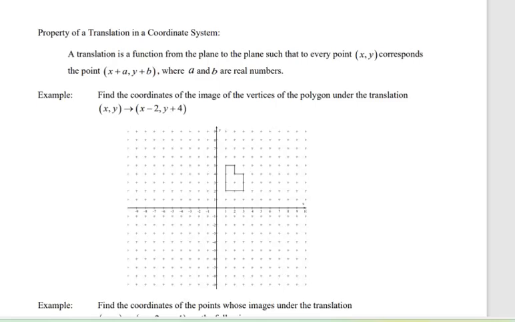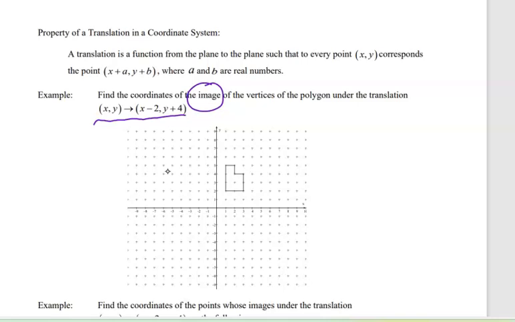A positive a value is going to indicate going to the right, to the positive x direction, and a positive b value would indicate that you're moving upward on the y-axis. So on this particular problem, we're going to take this shape, this figure, and we're going to find the coordinates of the image, meaning after it has been translated under the translation that's given and described here.